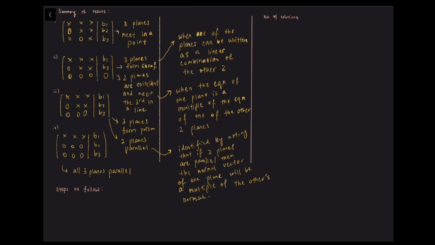So for the number of solutions, in case 1, there is a unique solution. In case 2, there is an infinite number of solutions. In case 3 and case 4, there is no solution. Where there is no solution, the equations are said to be inconsistent or not consistent.